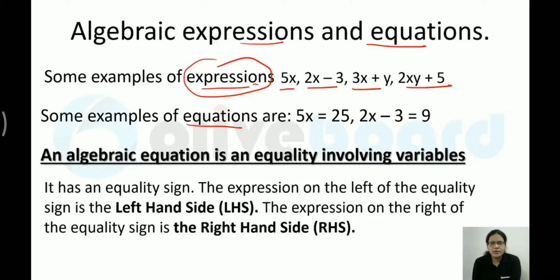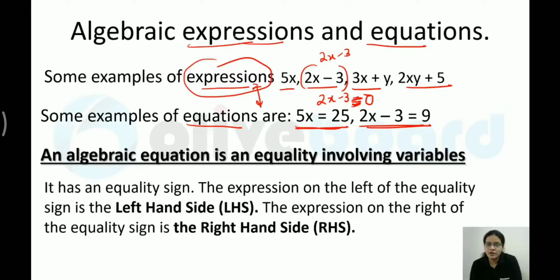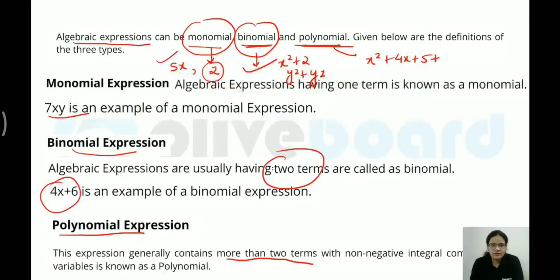When I'm talking about an equation, this is my equation. This is my second equation. Can you see what is the difference between the two? Yes, here you do not have an equal to sign. Here I'm just saying 2x minus 3. But when I say it is an equation, I have to put the equality sign. You can write 0, you can write 5, any value can be there, but there has to be an equal to sign. Whereas when I'm talking about an expression, there will not be an equal to sign. So all of these were expressions because the equal to sign was not given. I think it is clear.